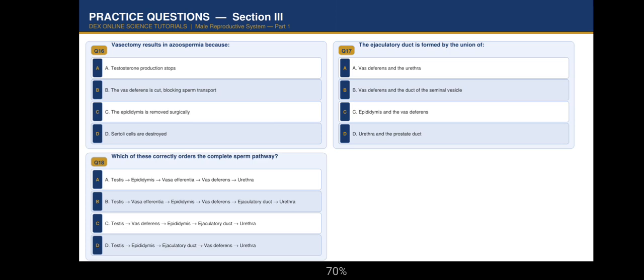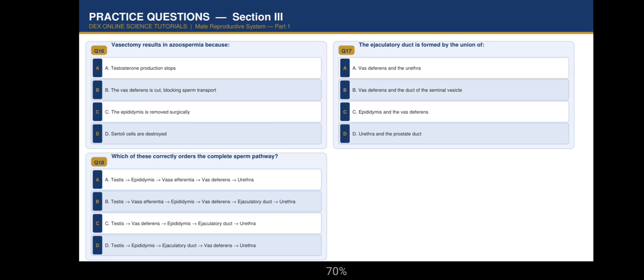So option A cannot be correct. Let's go back to option B: testis, epididymis, vas deferens, and then ejaculatory duct, urethra. I think that is the correct one, option B.